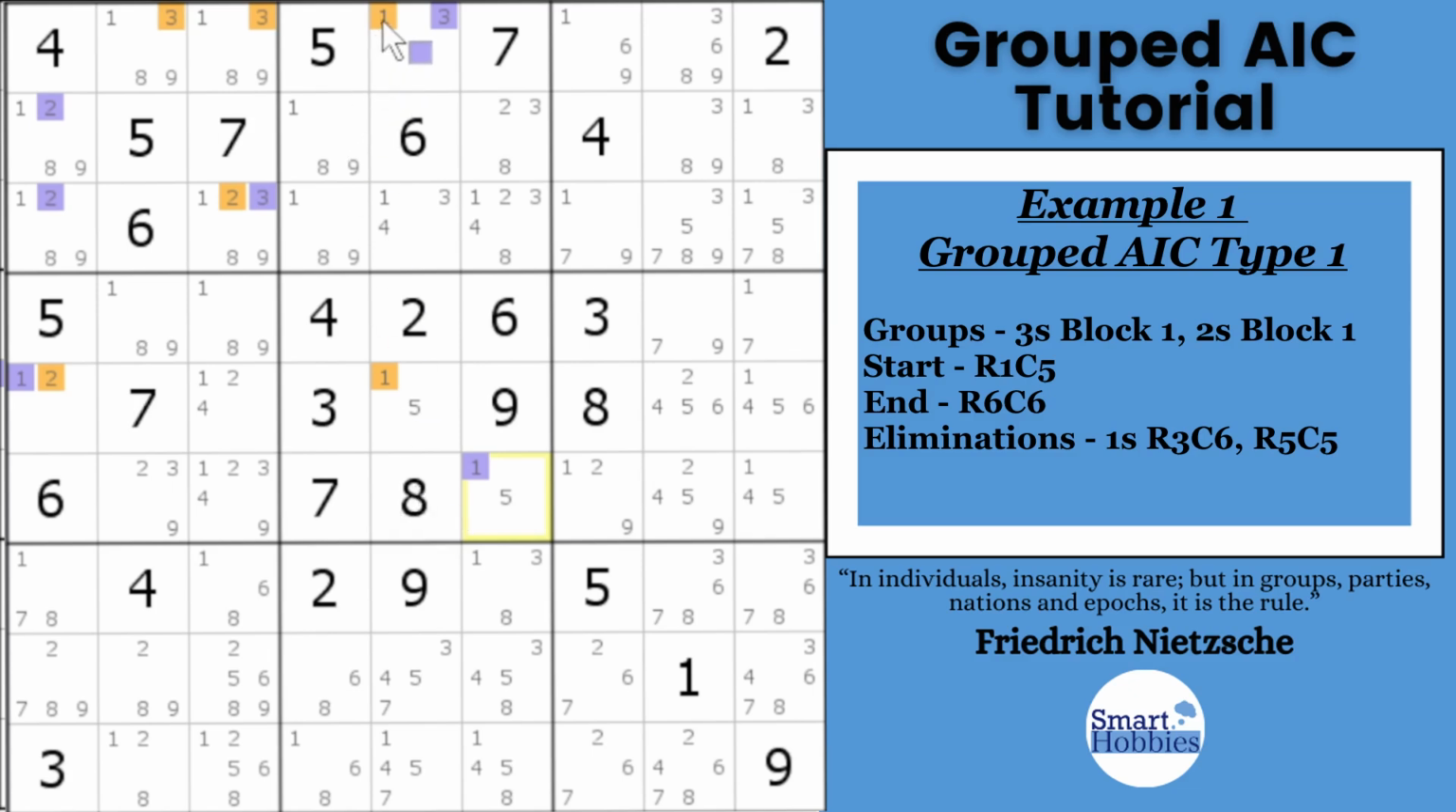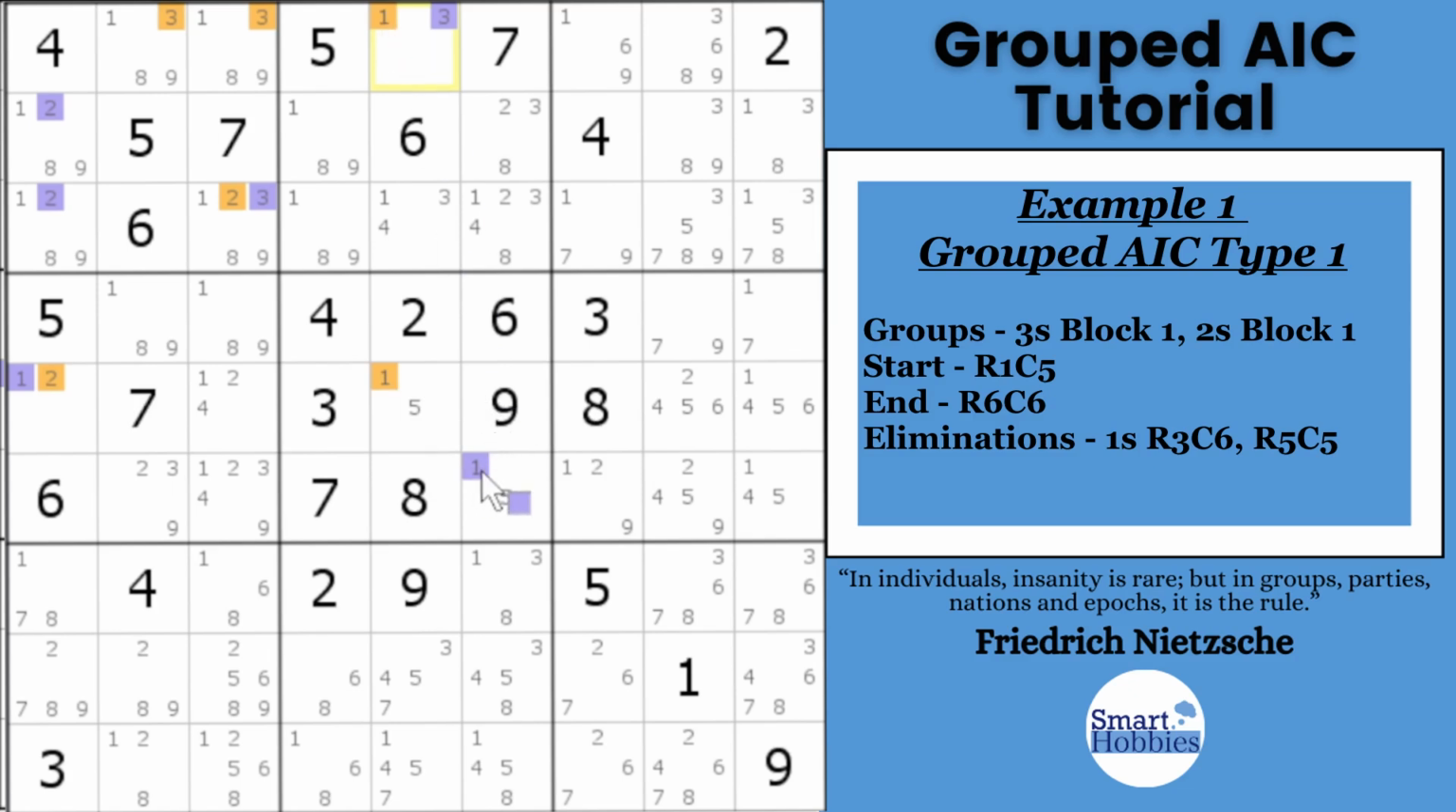And so this is how it works, right? We start right here in this cell. And so you have 1, strong link to the 3, weak to this group 3s, strong to this 3, weak to the 2, strong to the group 2s, weak to this 2, strong to this 1 because it's within the cell, weak to this 1, strong to that 1 because there's only 2 1s in the block. And so you start with a strong link with this 1, and you end with a strong link right here.